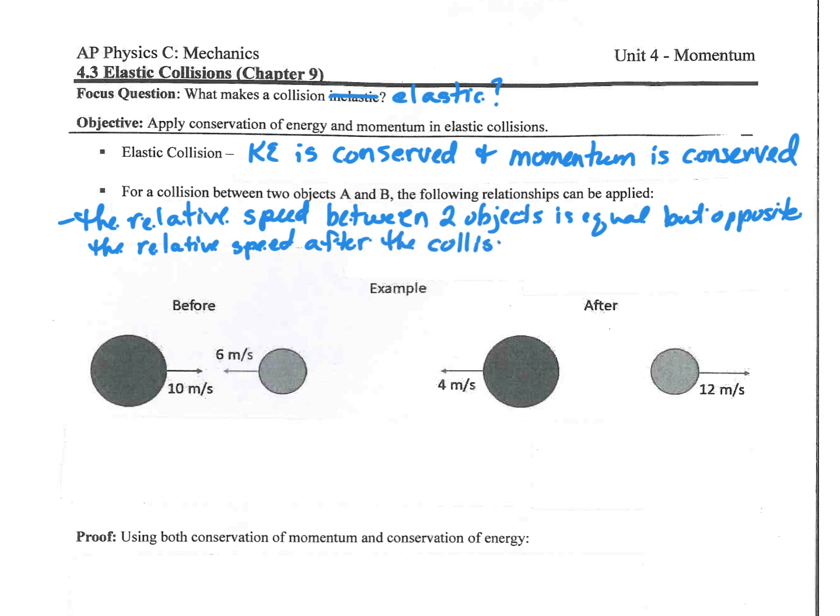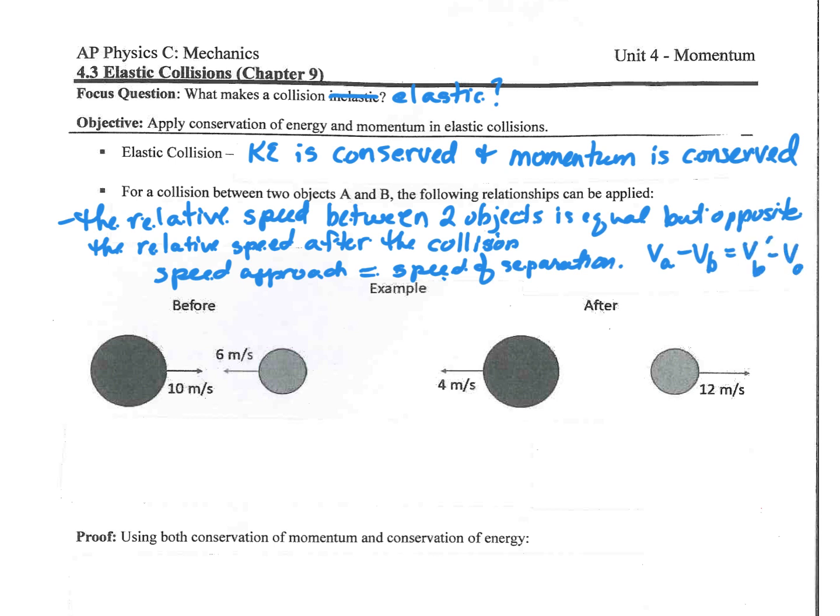So what is relative speed? What does that mean? Well, what this means is that the speed that it approaches with is going to be equal to the speed of separation. But this is relative speed, remember that? So relative speed would be VA minus VB because they're coming at each other, right? Equal and opposite would then be VB prime minus VA prime. We just swapped the sign. So before versus after.